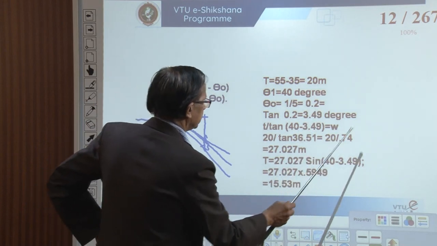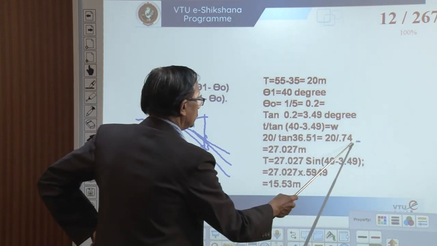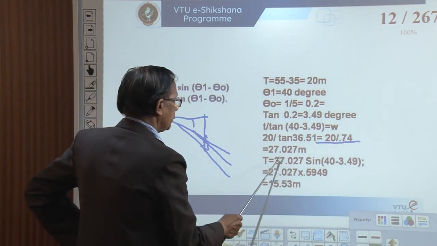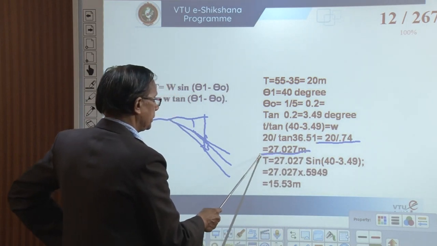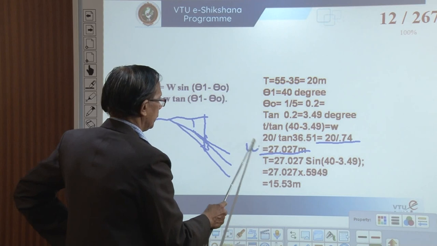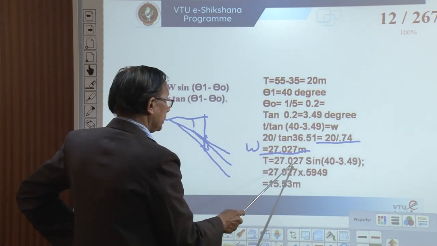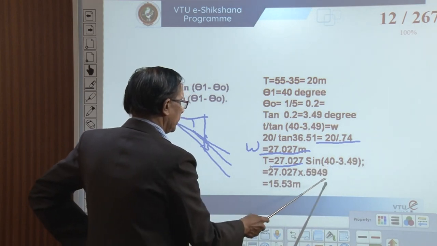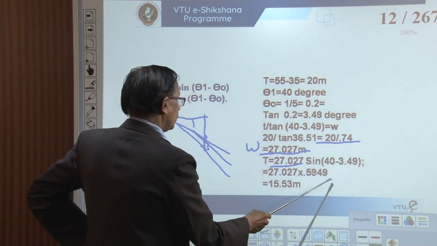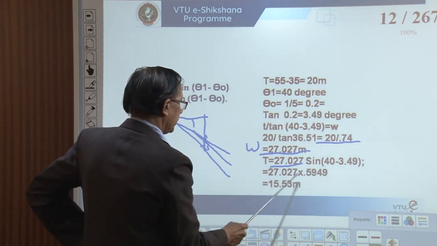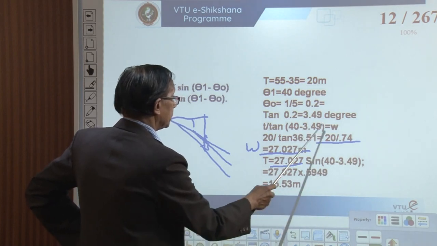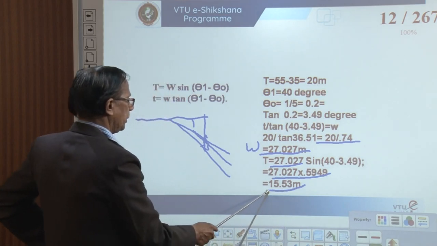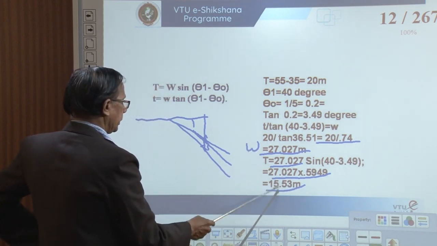So you get the value of 20 divided by 0.74, and you have W as this much. This is the W. Now, in the second formula, W into sine of 40 minus 3.49, that is sine of 36 degree something, whose value is 0.5949. So you get ultimately capital T as 15.53. You got the W, you got the capital T.